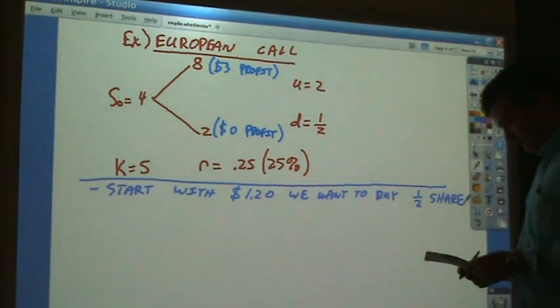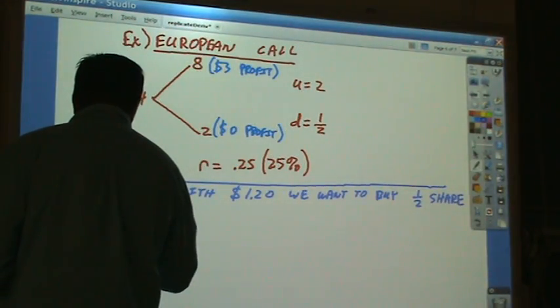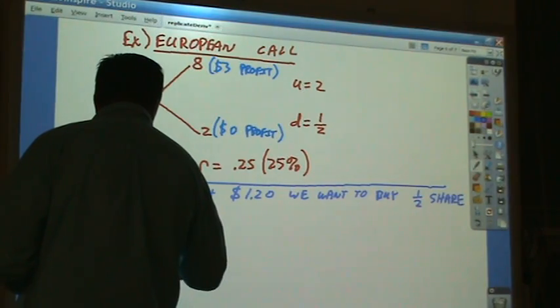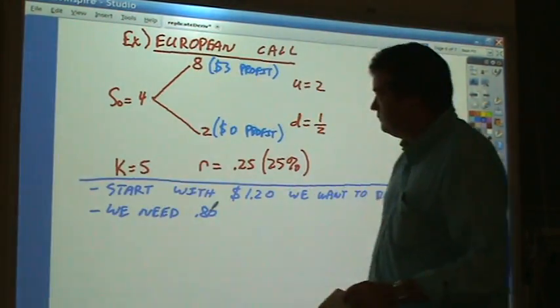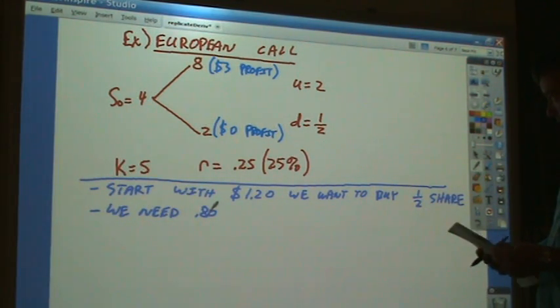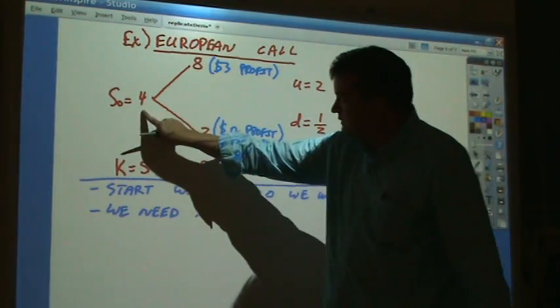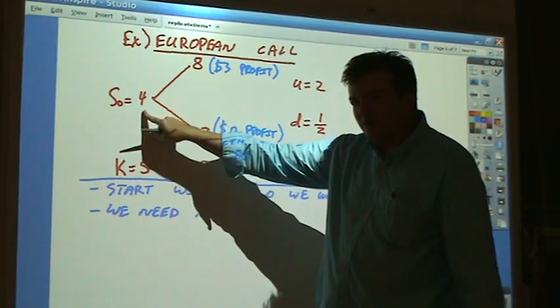And we can buy positive shares and negative shares, we can borrow money or use our own money. Suppose we wanted to do this. In order to do this, we need 80 more cents. We want to buy a half a share. The shares are currently selling for $4. A half a share is going to cost $2.